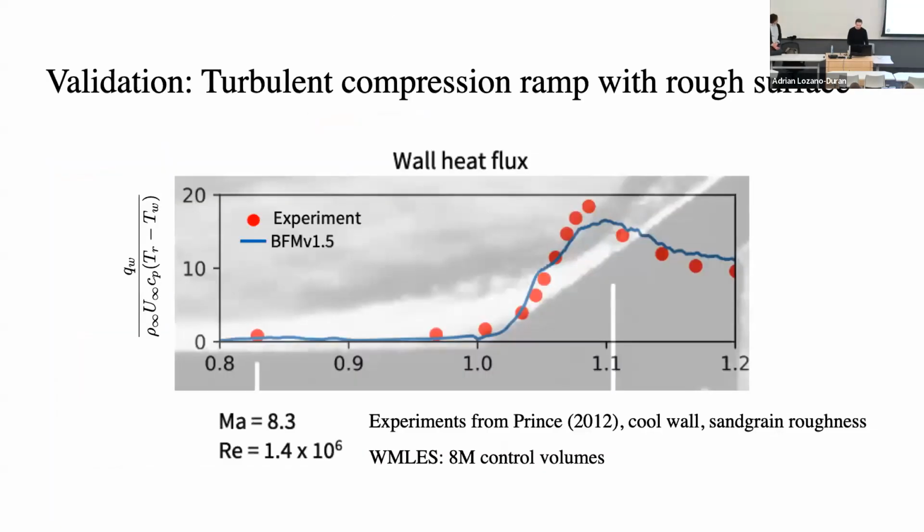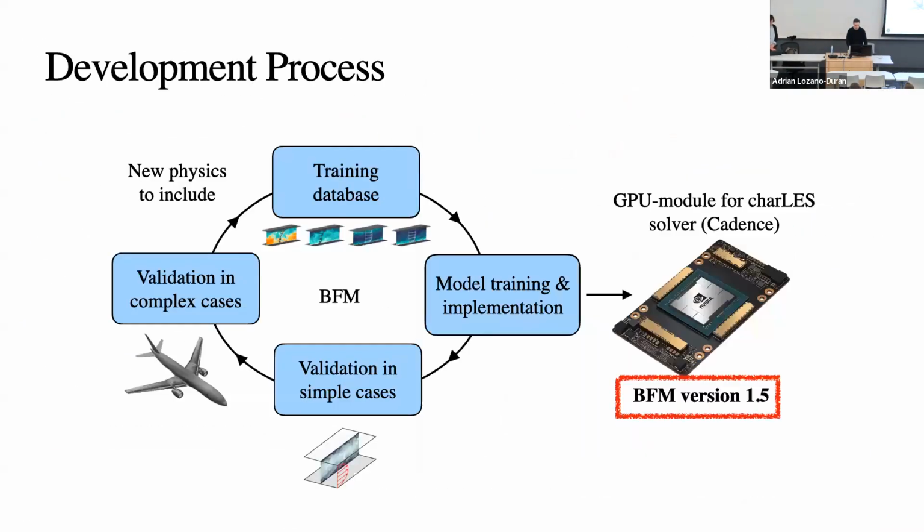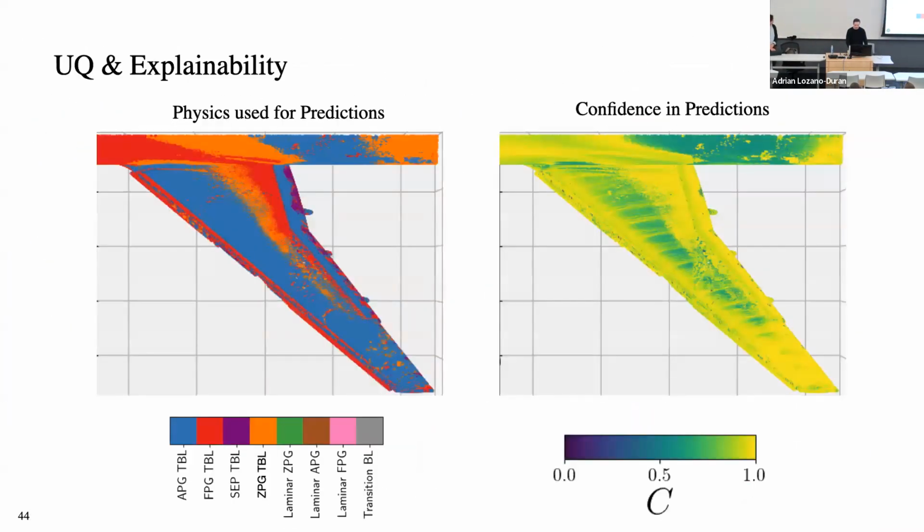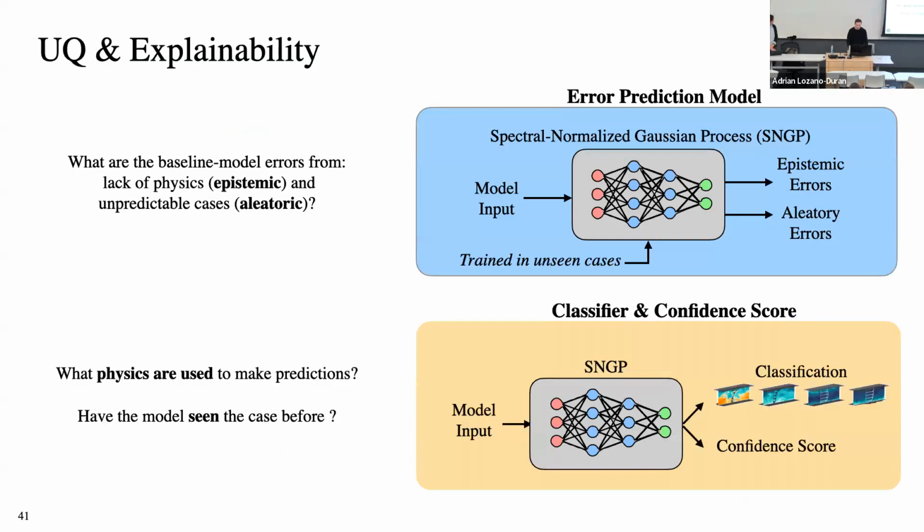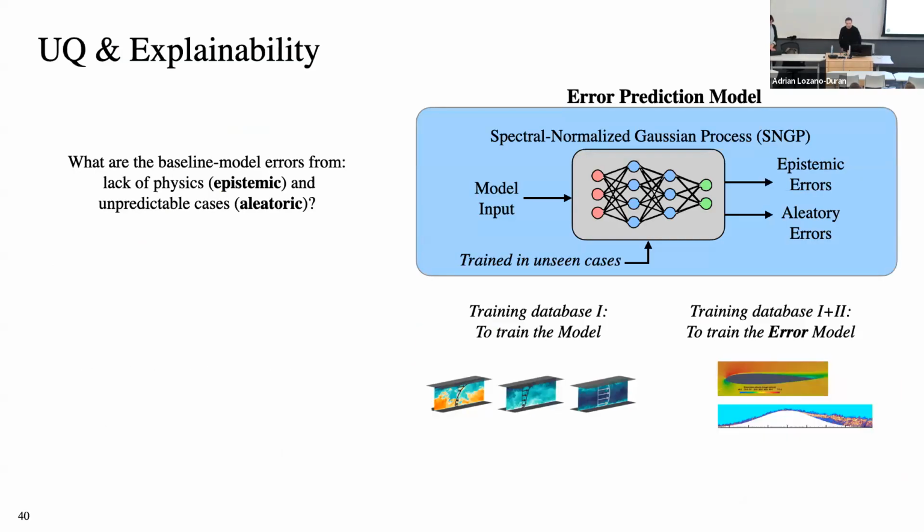Yeah, let's go back to that. I apologize that I don't really have a lot of details about this, so I'll try to build on this. The idea is that first we train our baseline model in some set of cases that tend to be very simple. That's what I'm calling here training database 1. And the baseline model is trained on those cases.